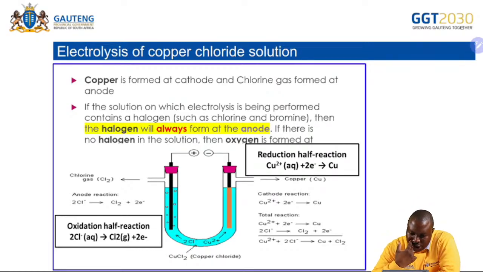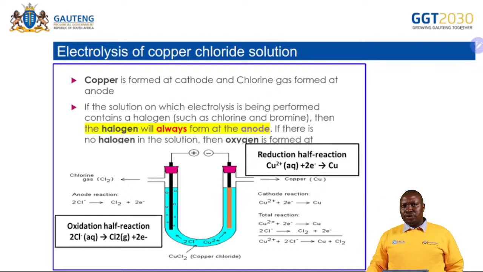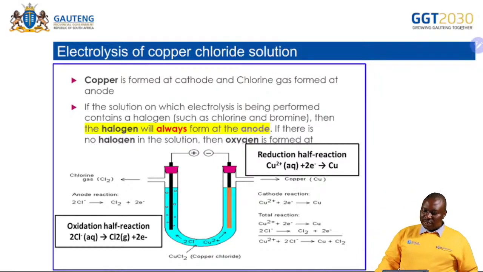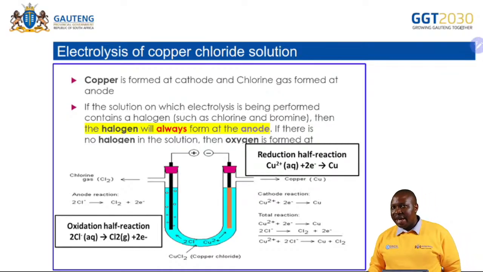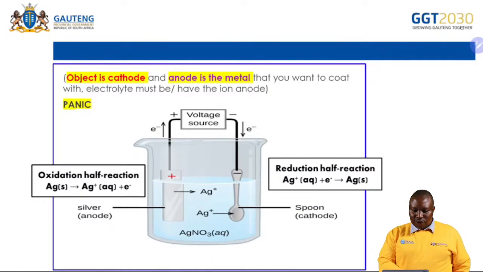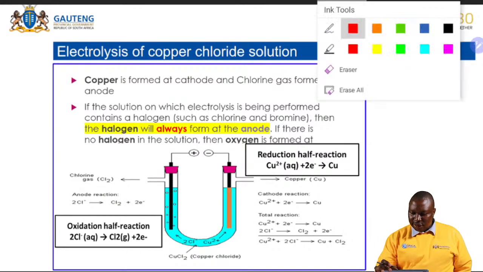If the solution on which electrolysis is being performed contains a halogen, always remember that halogens are group 17 elements. Halogens will always be at the anode, which means they will lose electrons. Chlorine is a halogen, so it will lose electrons. If there is oxygen as well, it will lose electrons. These most electronegative ones are the ones that lose electrons, because we are using electricity to force them to lose electrons. So here, chlorine will lose electrons as indicated.